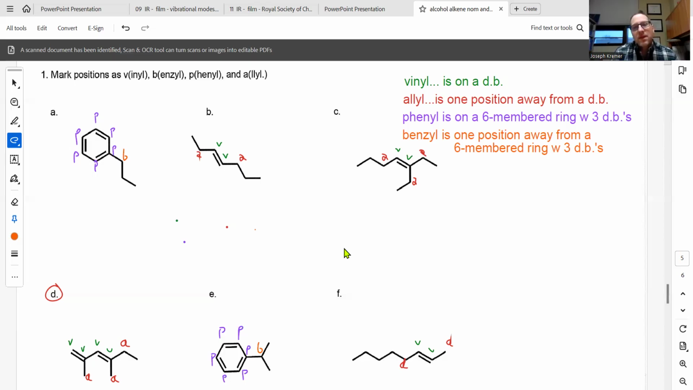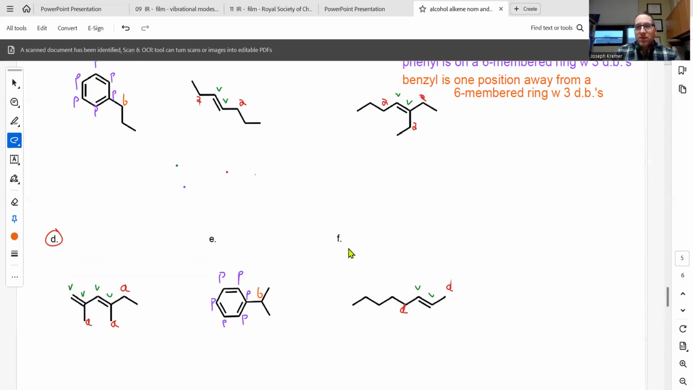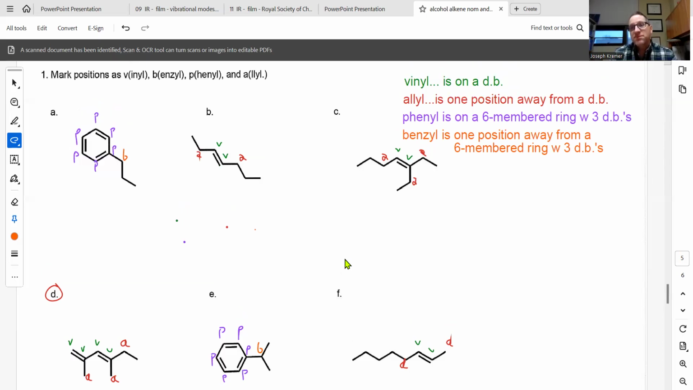And phenyl is the six-membered ring, not a heptagon, not one of those clumsy-looking heptagons, not a pentagon, a hexagon with how many? Three double bonds. That would qualify as phenyl. It's pretty specific.